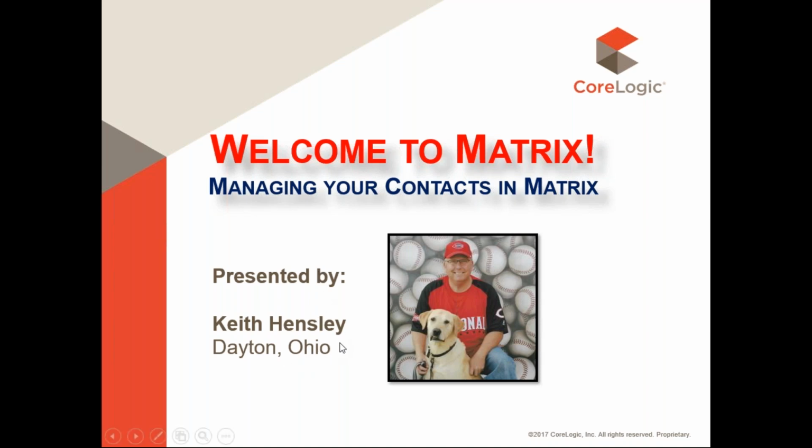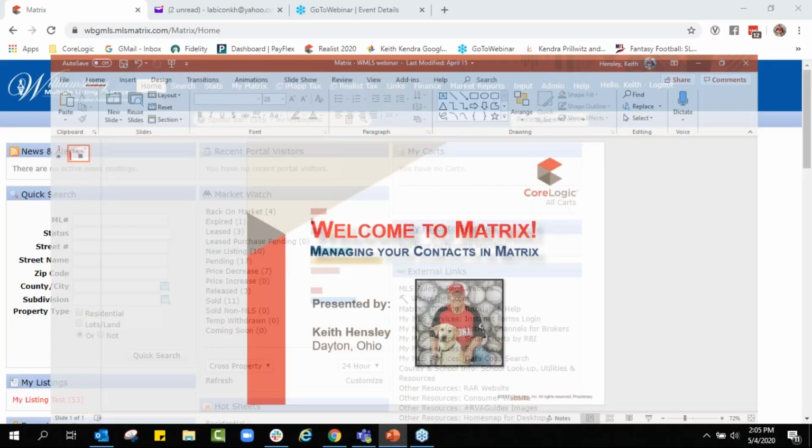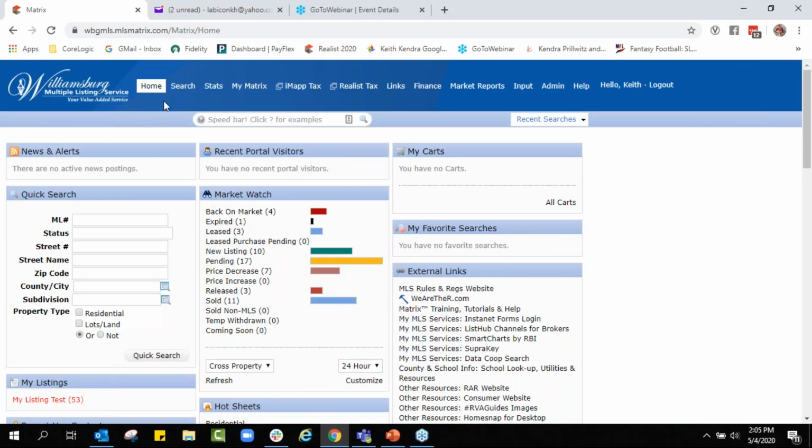So let's go ahead and get started. I'm going to close this down. What you should be seeing now is the Matrix system, your Williamsburg multiple listing service here in Matrix. We're going to show you start to finish how to get your new contacts, work with them, save searches, email them, auto email them, and how they see their portal, because as you email listings to them, they're going to be able to see their portals.